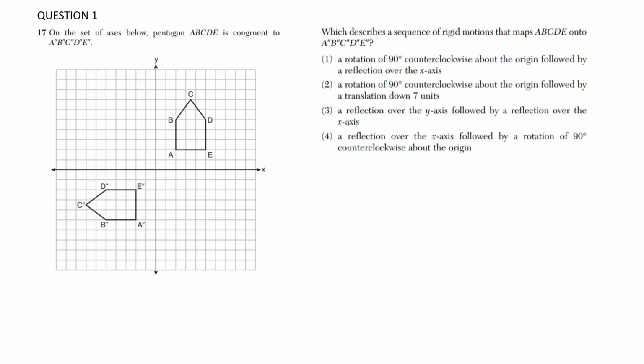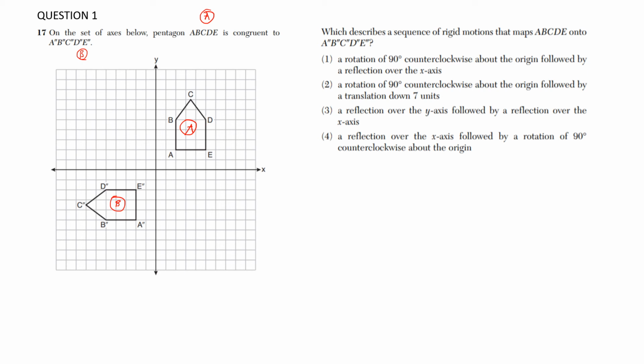Question 1. On the set of axes below, pentagon ABCDE is congruent to A double prime, B double prime, C double prime, D double prime, E double prime. Which describes a sequence of rigid motions that maps ABCDE onto this second pentagon? So let's just be clear about which one is which. It's very easy to do the question and do it incorrectly from the get-go. So this we'll call A, we'll call this one B. So we're going to go from A, that's this guy, to this guy. So let's see which one's the correct answer here.